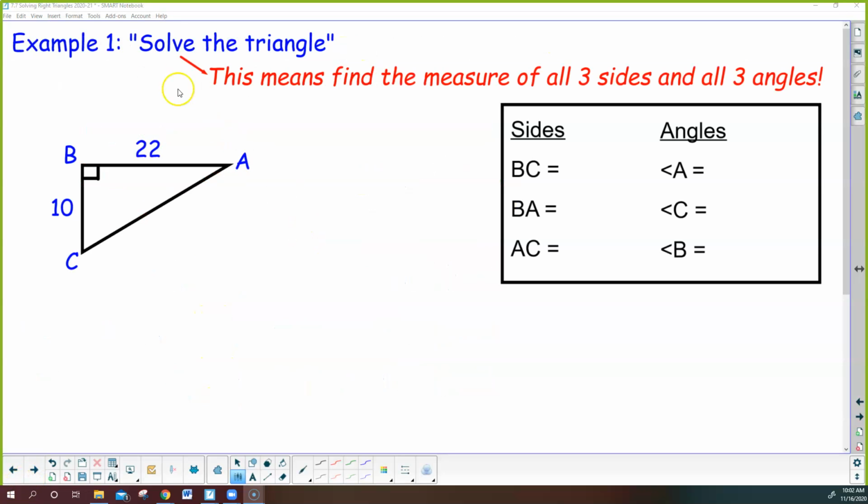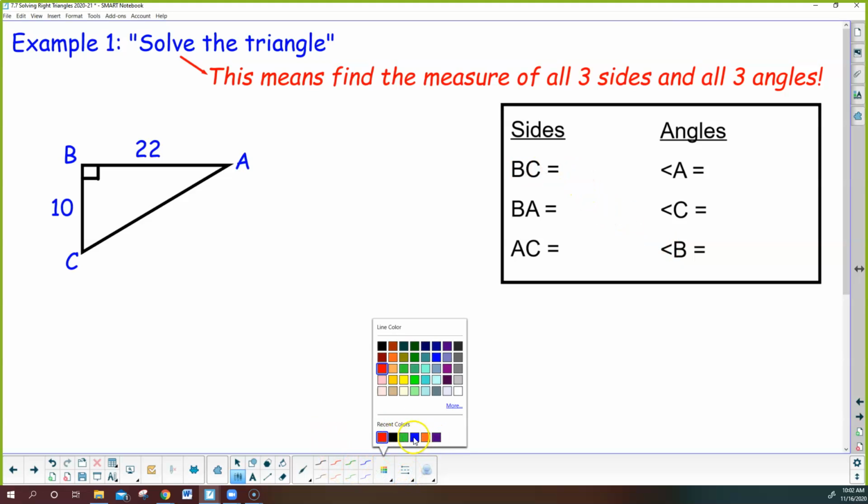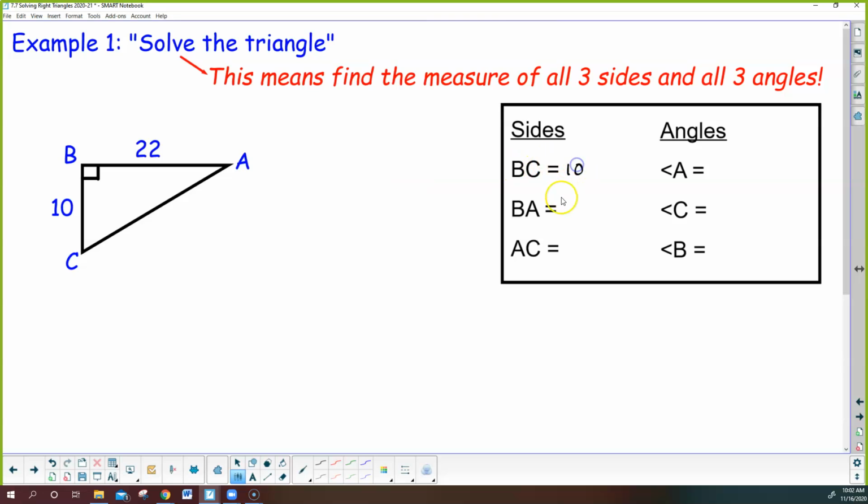Okay. So for this example, we have to solve the right triangle, which means find all three sides and all three angles. And I encourage you guys to draw a box like this that just says, here are my three sides and here are my three angles. Now I did try to write this with intent, and I want to show you what I mean by that. So we know a couple of things, right? BC is 10, so I'm going to add that length in there. And we know AB is 22.